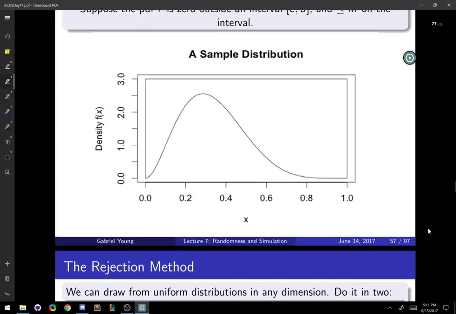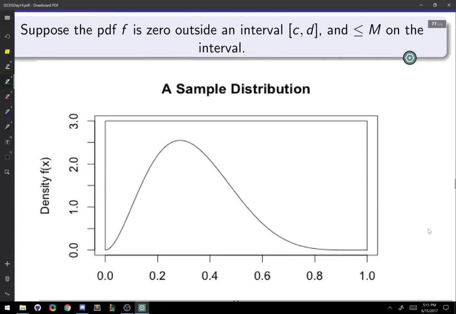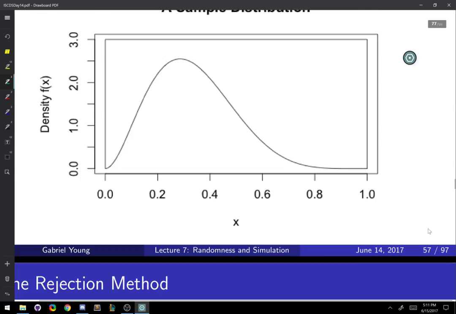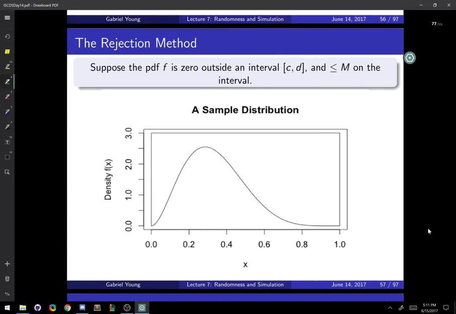So, suppose the PDF f is 0 outside the interval c to d, and it's less than or equal to m on the interval. So let's just say our PDF looks like this, okay? Now this is arbitrary, going from 0 to 1. It seems to be a theme of the lecture, whatever, okay? But point being, you can bound this probability density function in a window. That's the whole point, okay? And what we want to effectively do is accept values that fall under the curve. Keep those as being the true x values.